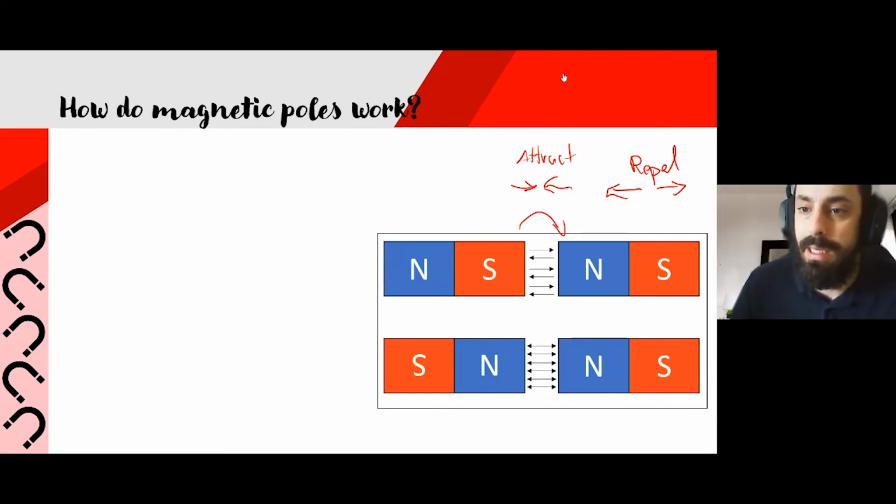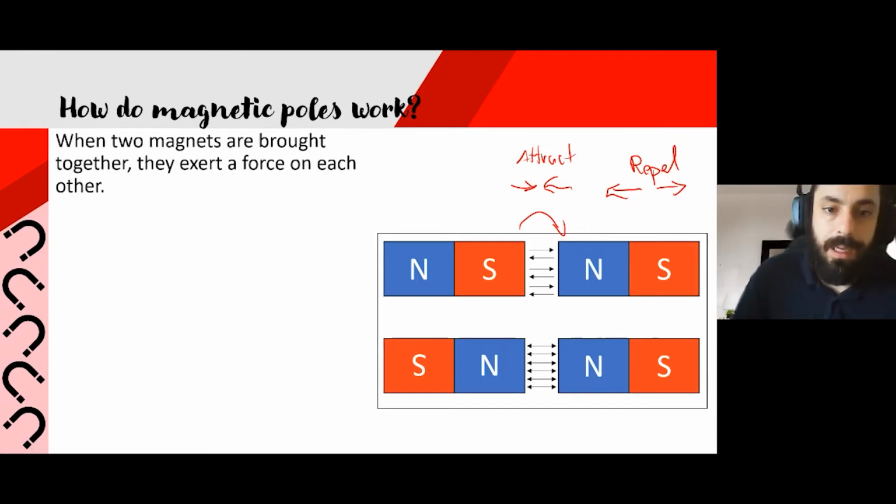Okay, so tell me, guys, try to participate. What do you think will happen when the South Pole comes near a North Pole from a different magnet? Will they attract? Will they repel? Come on, guys, share your answers. Don't be shy. Okay, while you're doing that, let's move on.